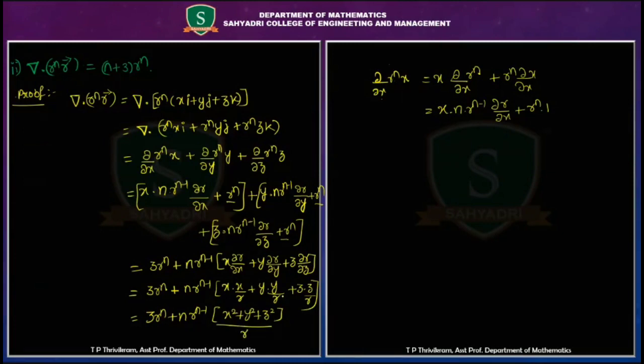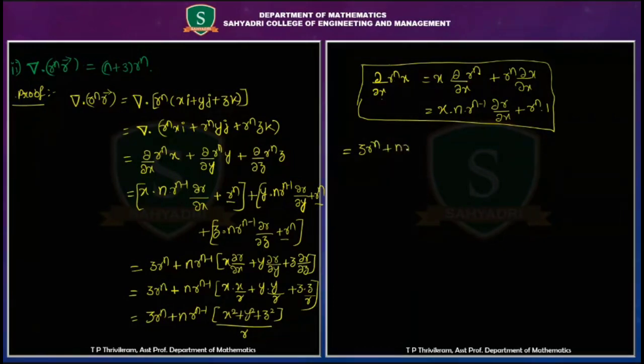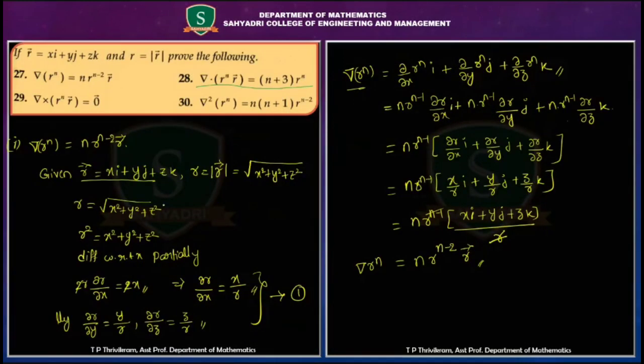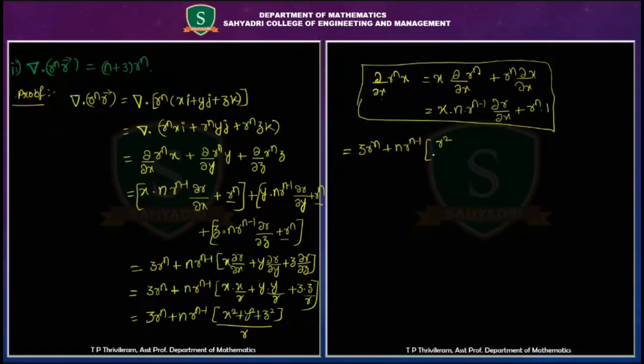Divided by r, you'll get... Okay, so if you want to make a note, I'll make a box for this. This one is equal to 3r^n + n·r^(n-1)·(x²+y²+z²)/r. Since x² + y² + z² is r², as we did in this step, r² divided by r, one r gets cancelled, so r^(n-1) into r. You have to add 1 to the power. So this is 3r^n + n·r^(n-1+1).